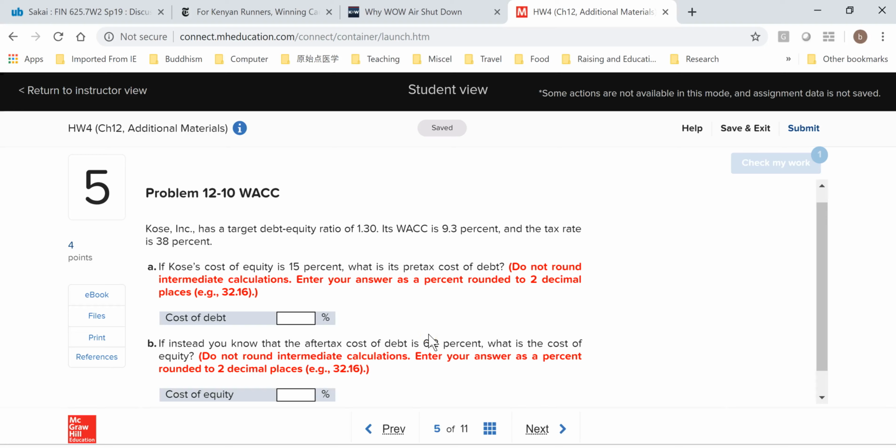This is question number 5 of homework 4 for chapter 12, problem 12-10. We are provided with information about target debt equity ratio, WACC, and tax rate. Part A is: if the cost of equity is 15%, so we know the cost of equity, what is the pre-tax cost of debt?